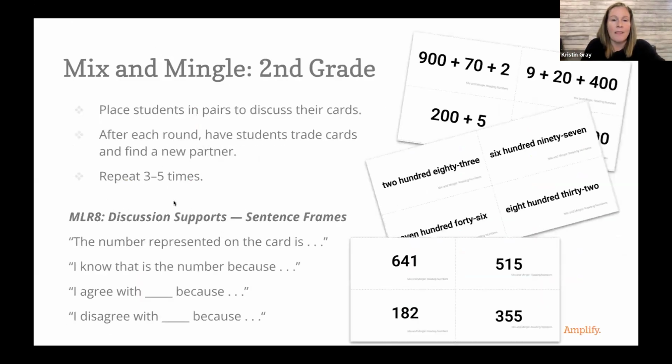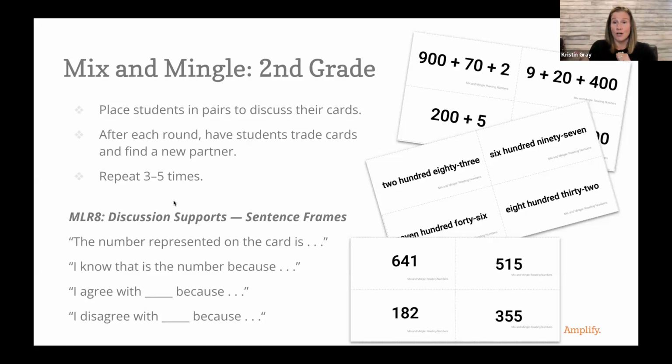For example, in second grade, a mix and mingle might be something where every student gets one of these cards. It might be the cards that are in expanded form, it might be written in words, or it might just be written as the numeral. And they go around and they pair up with a partner. They use these sentence frames from the math language routines, math language routine 8, that discussion support. The number represented on my card is whatever the number is. I know this because. And then their partner does the same exact thing.